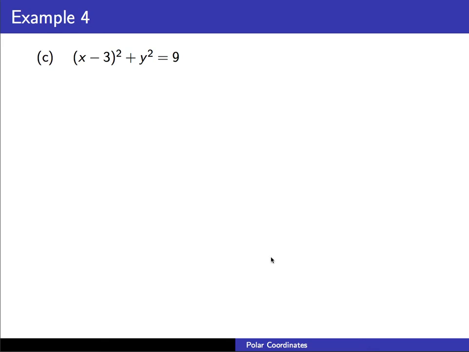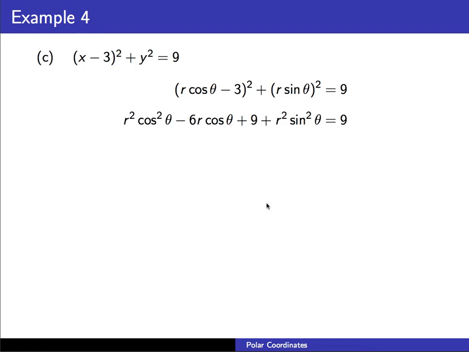Part C, x minus 3 in parentheses squared plus y squared equals 9. This is a circle where the center of the circle is at 3, 0 on the x-axis, and then the radius is 3. So we're going to see the polar representation of this equation. So let's substitute r cosine theta for x and r sine theta for y. We get r cosine theta minus 3, that whole expression squared, plus r sine theta, that expression squared, equals 9.